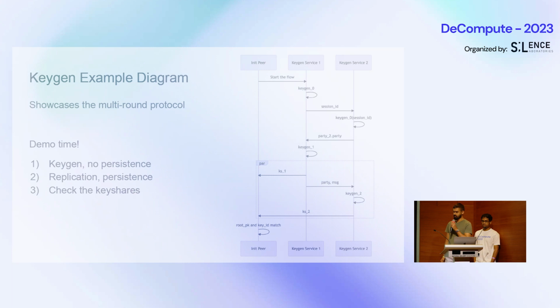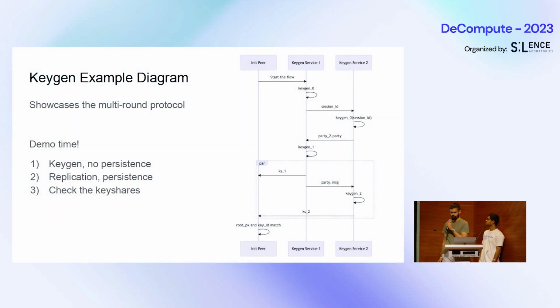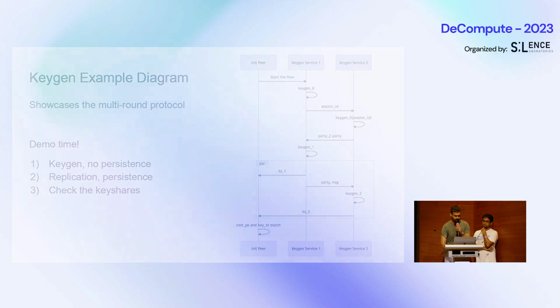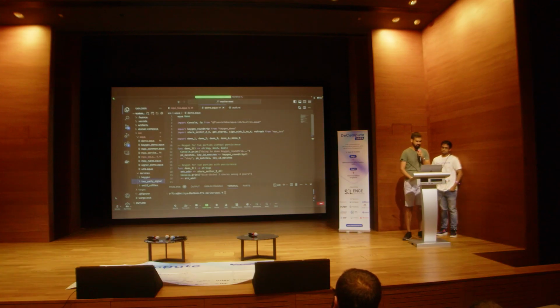Here's the sequence diagram of what's going to happen in the very first demo. It's almost the same as what Sushi showed, but with this party of init peer, that's the CLI that I'm going to be running, that just shows what's going to happen. And fundamentally, this is the Aqua code that I'm going to run, and this is the demo 1.